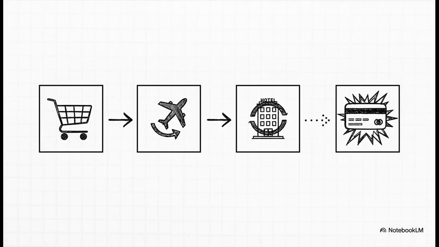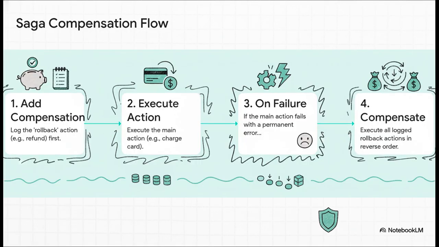So what about those really tricky, complex transactions? Like a trip booking flow where you book a flight, then a hotel, then a car. What if the car rental fails? How do you safely undo the flight and the hotel? For this, Restate leans on a classic, battle-tested pattern called sagas. And the flow is just brilliant.